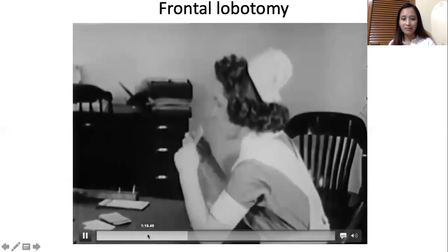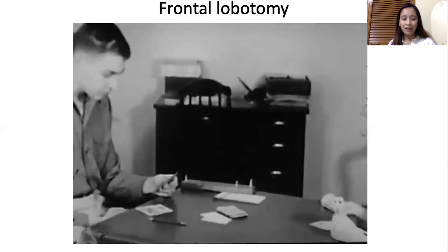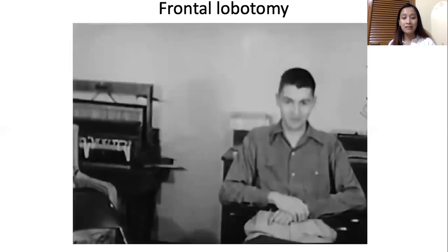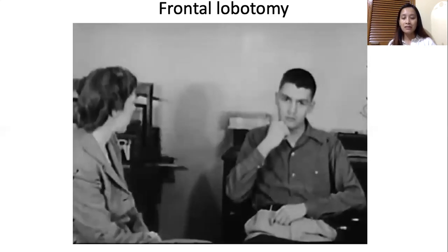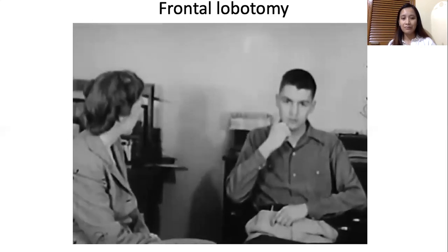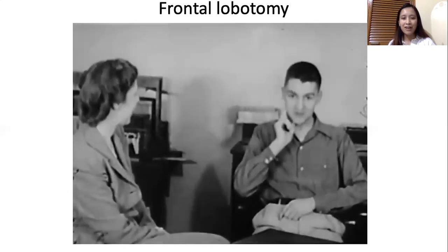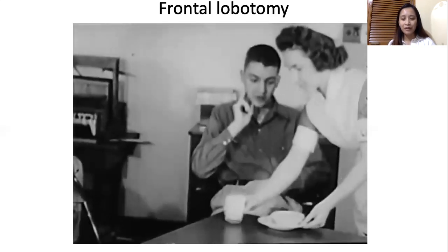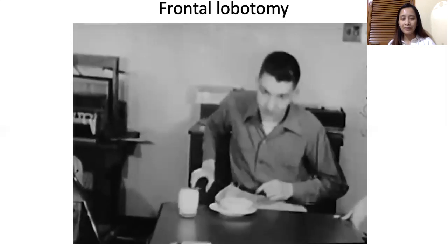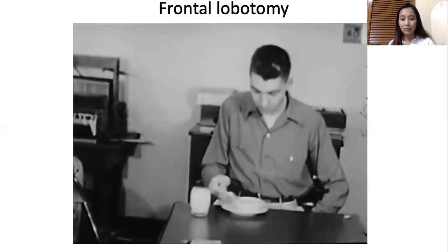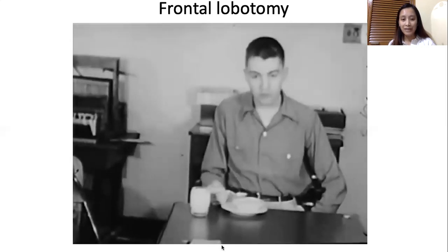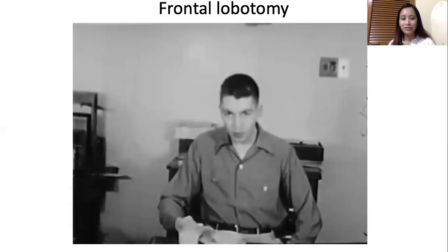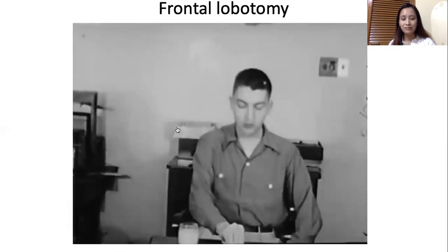Okay, this was in the past, of course. Right now, because we have a lot of newer antipsychotic or psychiatric meds, frontal lobotomy has largely fallen out of favor already, no? So probably in very refractory cases. And this is not highly recommended anymore because of long-term complications. See the difference from the first time before the surgery and now a few months after the surgery, okay?